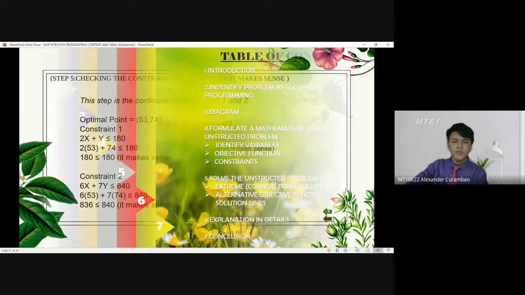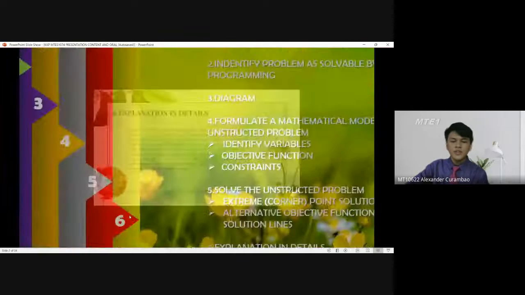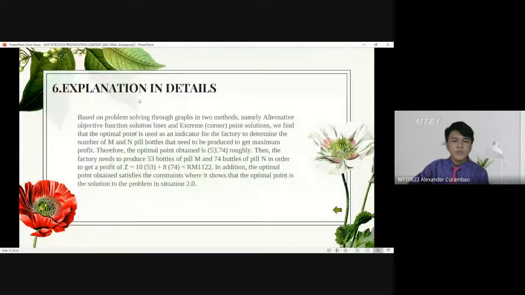So we have just completed solving the problem. Now we're going to give the explanation in detail. Based on the problem solving through the graph in two methods, namely the alternative objective function line solution and the extreme corner point solution, we find that the optimal point is used as an indicator for the factory to determine the numbers of M and N pill bottles that need to be produced to get maximum profit. Therefore, the optimal point obtained is roughly 53, 74.